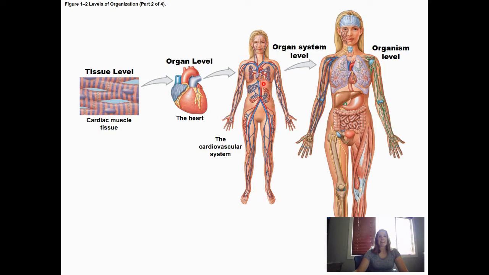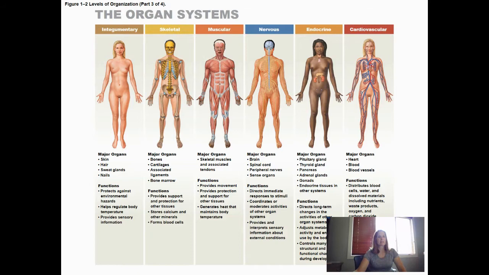And then if you take several systems, so this is just showing you the cardiovascular system, and put them together, that makes up an organism. So you have your cardiovascular system, your respiratory system, your nervous system, your digestive system, your urinary system. You see all these different systems here. Now, I just want to talk briefly about the different systems in the body that we're going to talk about. You generally should know, being in this class, what are the major organs associated with each of these systems?